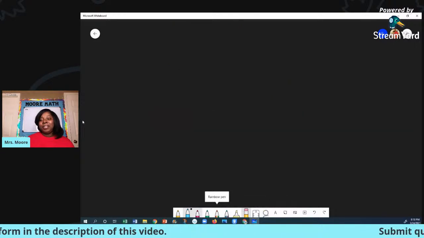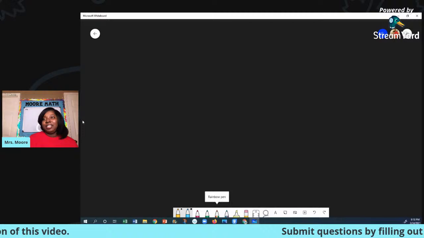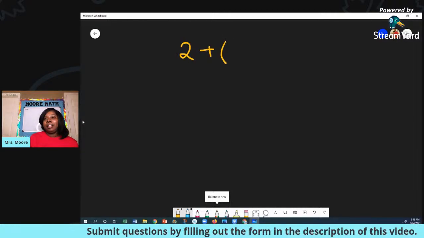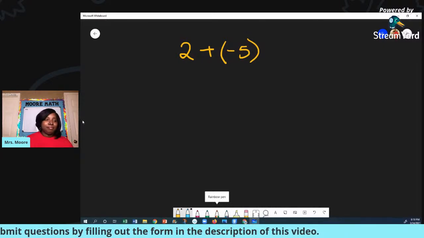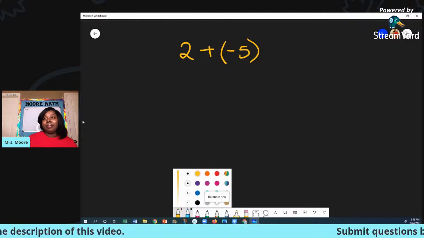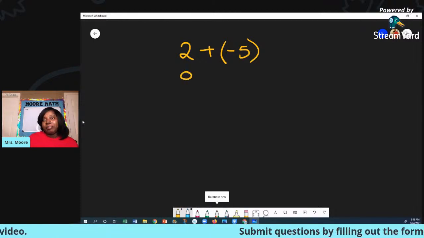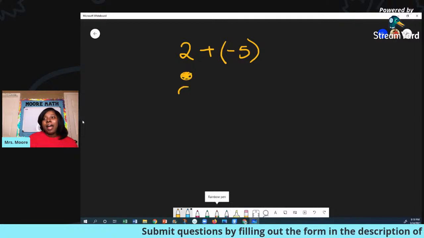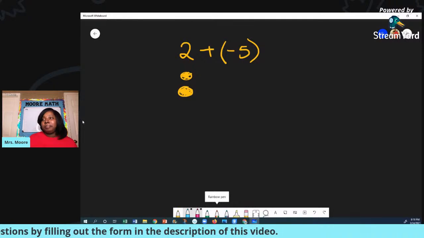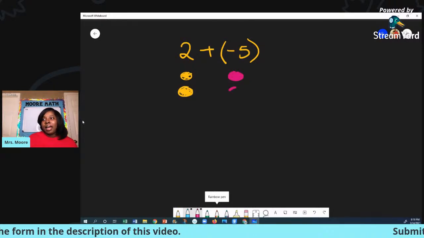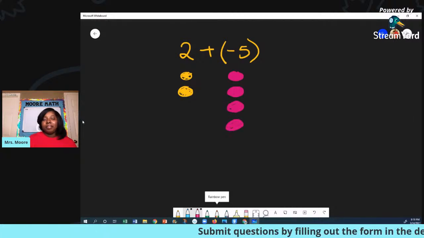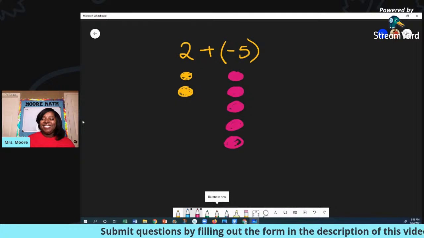Okay, so let's do it. First, we're going to do adding integers. 2 plus -5. Okay, 2 plus -5. First, let me do a diagram because some of you are visual learners, so I like to do a diagram. I have 2 positive chips and 5 negative chips.